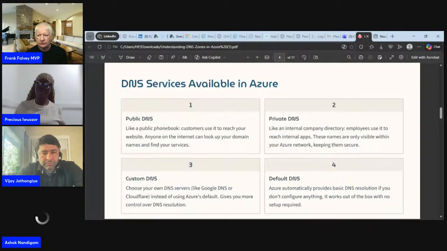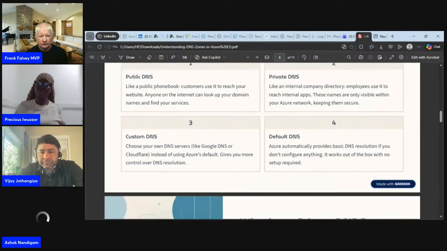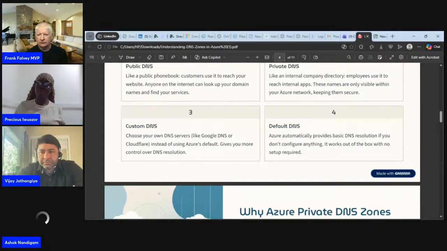Number two, I have the private DNS. It's like the internal company directory. Employees use it to reach internal apps. These names are only visible within your Azure network, keeping them secure within a confined network. Now, there is the custom DNS. You choose your own DNS servers like Google DNS or Cloudflare instead of using Azure defaults. This gives you more control over DNS resolution.